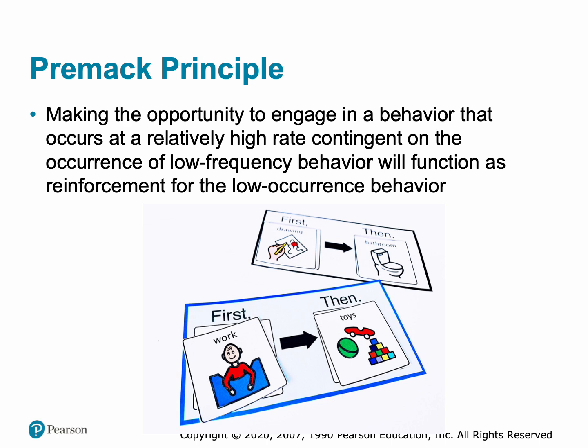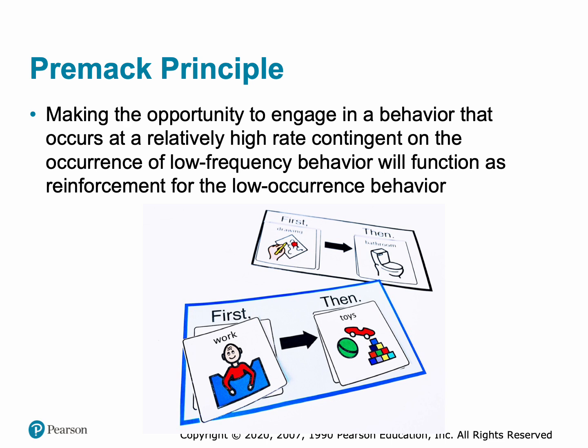Let's say that a person likes to play with toys and that they also need to work, but they don't like to work. Well, we can look at the relative frequency of these behaviors, and we can position the low frequency behaviors and the high frequency behaviors in a way where if you make one contingent on the other, we can reinforce that behavior. So the Premack principle is the idea that we can use a high probability behavior in order to reinforce a low probability behavior.